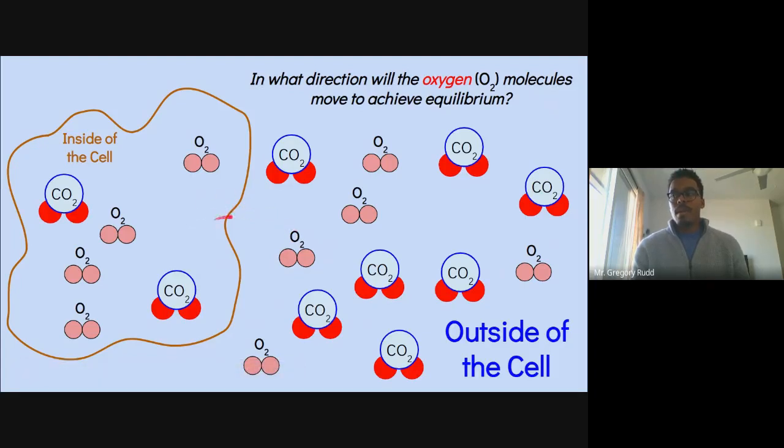This is what we call dynamic equilibrium. There are still changes taking place. That's why it's dynamic. This oxygen is still moving. It's going to go back and forth, back and forth. So it's still dynamic. It's still moving. But we're at equilibrium now because they're essentially equal on both sides. We've got the same amount of oxygen on both sides of the cell now.